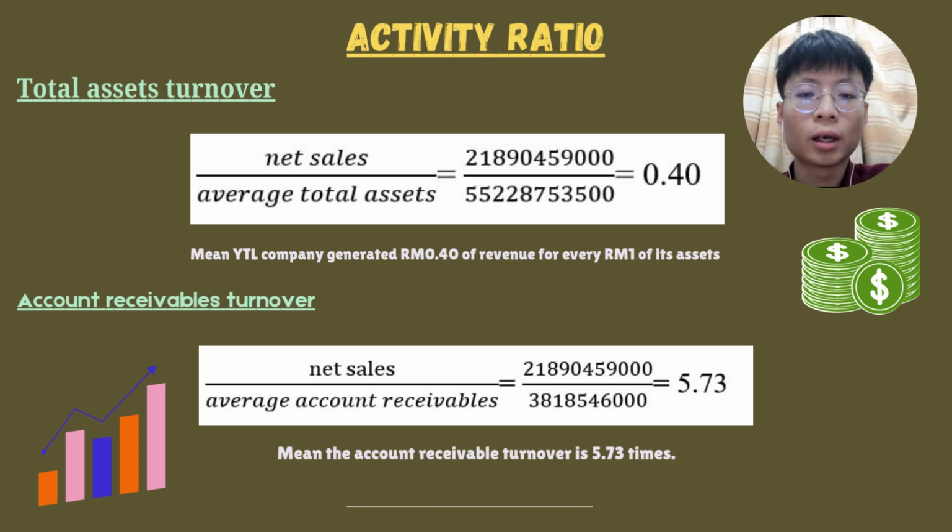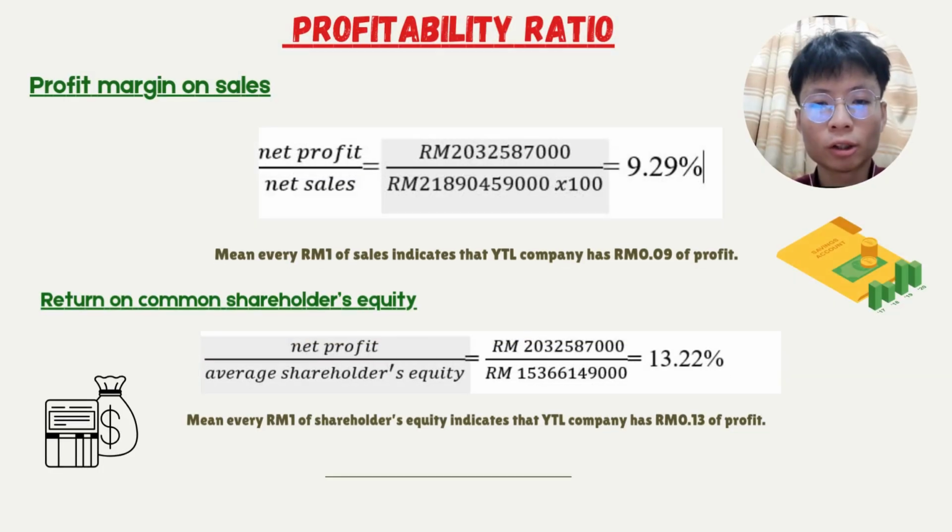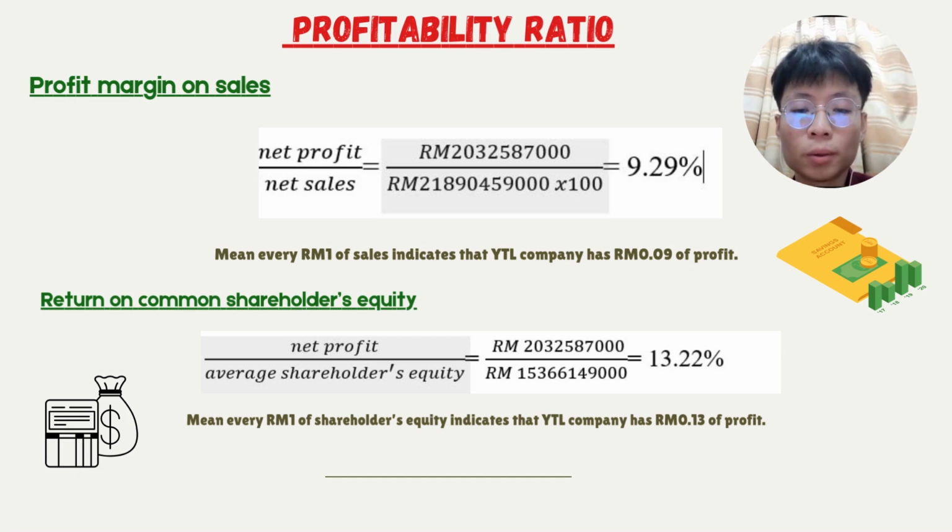The activity ratio has two ratios, the total asset turnover and accounts receivable turnover. The total asset turnover for the company is 0.40. It means for every RM1 of assets, it has RM0.40 of revenue, and the accounts receivable turnover is 5.73. The profitability ratio has two ratios, the profit margin on sales and return on common shareholder equity. The profit margin on sales for YTL is 9.29. It means for every RM1 of sales, the company has RM0.09 of profit. Return on common shareholder equity for the company is 13.22. It means for every RM1 of shareholder equity, the company has RM0.13 of profit.